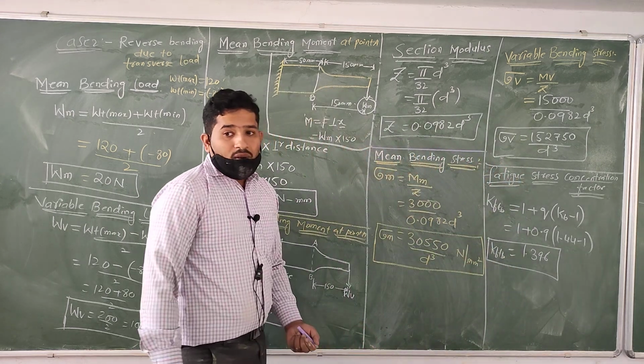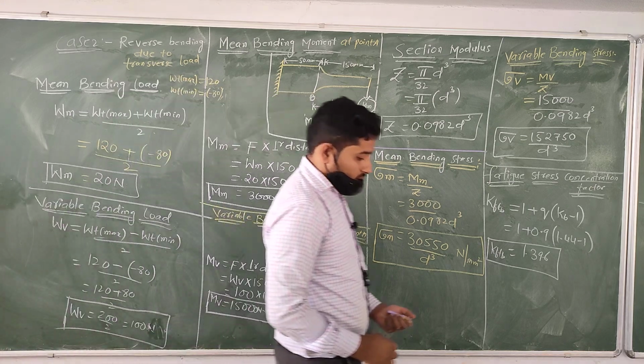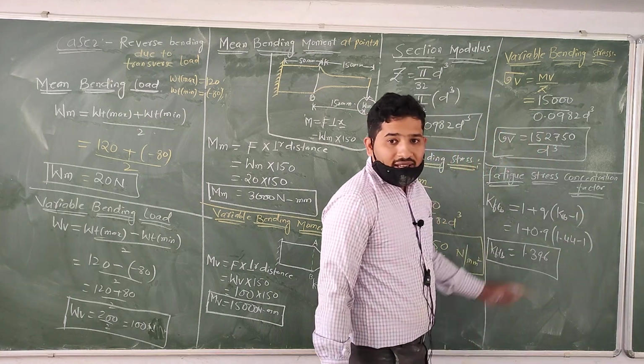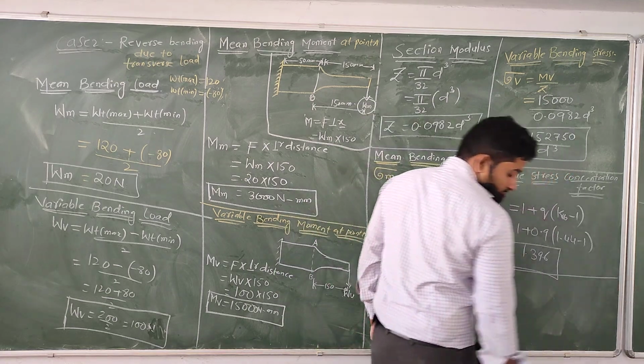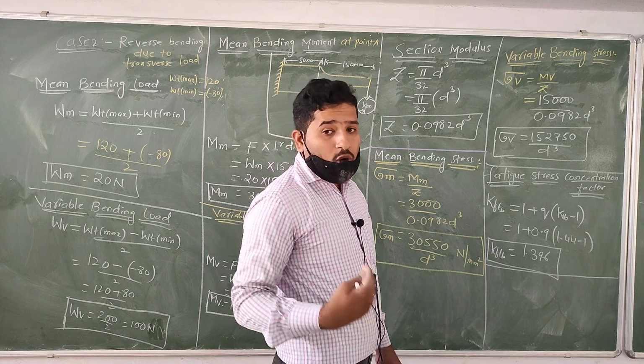Okay, again what we need to find out? Ktb, is it right? Ktb minus 1. Then here, again, what we need to find out? We need to find out the endurance bending load.